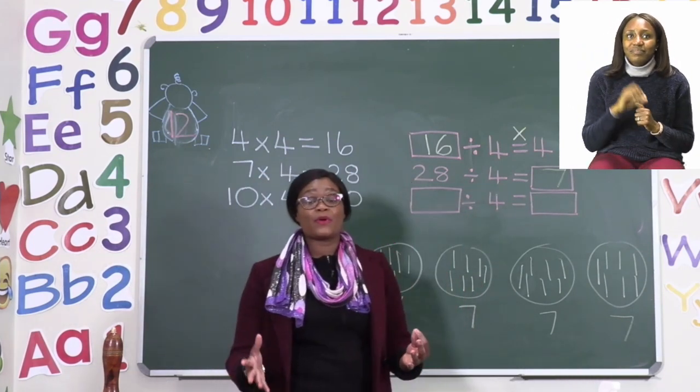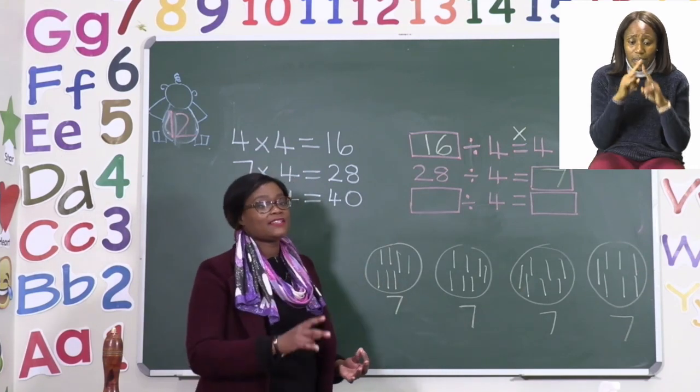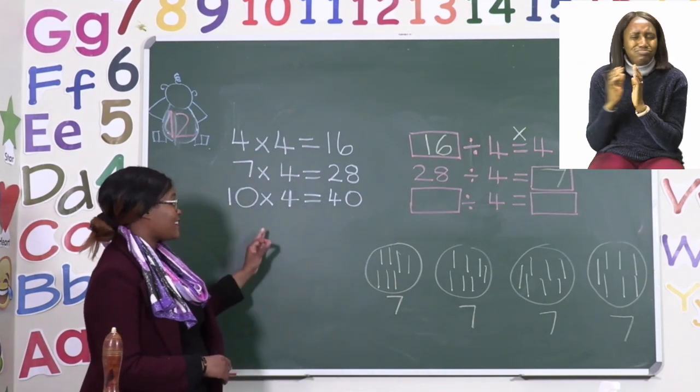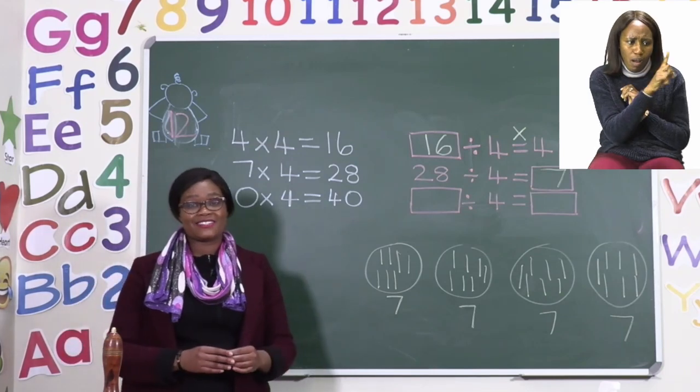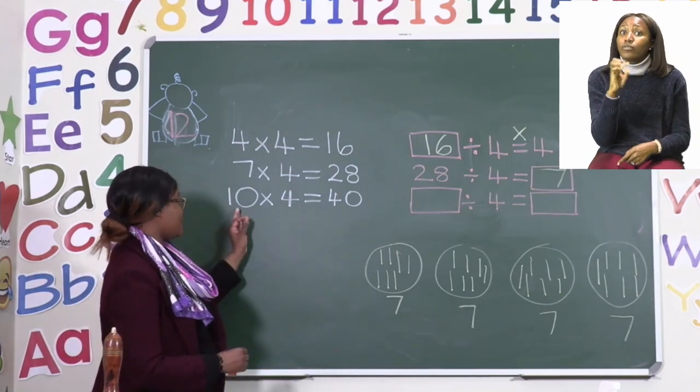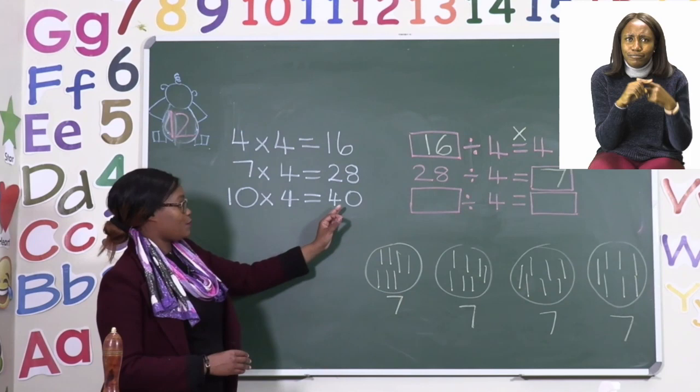For the last one, where both boxes are missing, this one is very simple. You take a look at the times table, the multiplication side. Now here we have 10 times 4 equals 40.